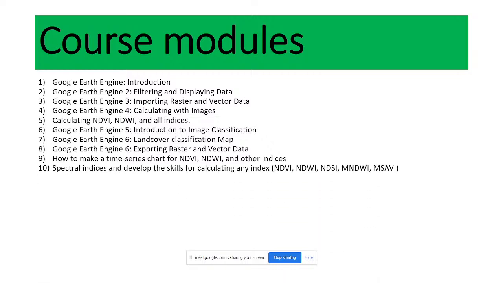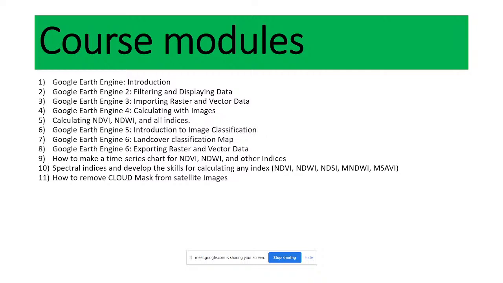Then we also try to discuss spectral indices and develop the skill for calculating any index: NDVI, NDWI, NDSI, MNDWI, MSAVI. All of these indices, how you can easily calculate in the Google Earth Engine platform using different types of satellite images. Then, how to remove cloud from the satellite images. We also try to discuss that.